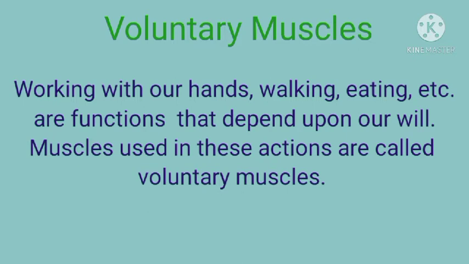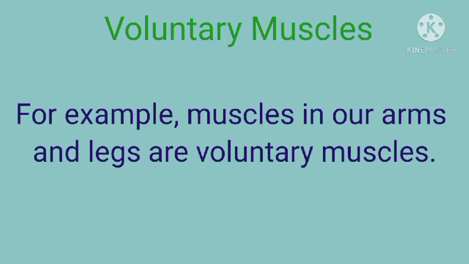Suppose we want to lift something, or walk, or eat, all these depend on our will. It means we can do it when we want to do it. So this type of muscle is called voluntary muscle. Examples are the muscles in your arms or legs. These muscles work according to our will.